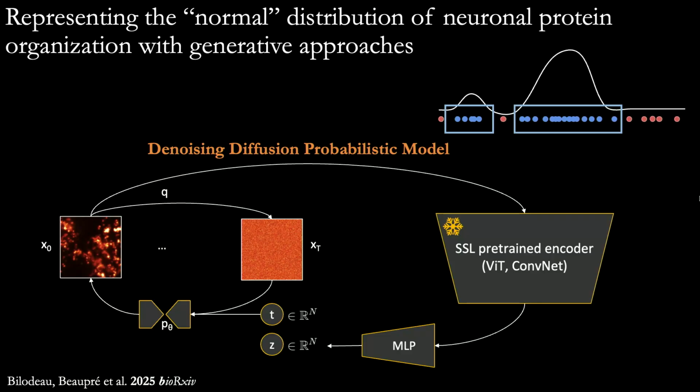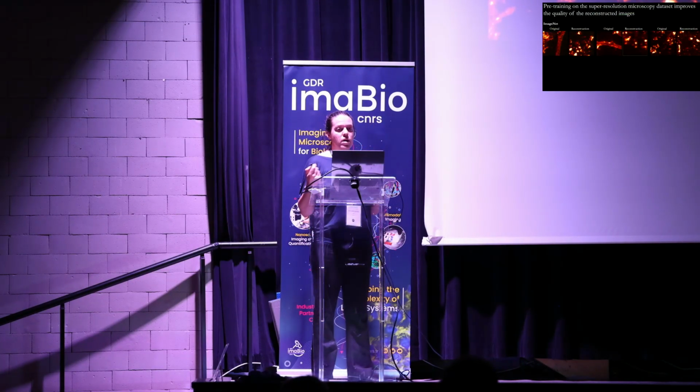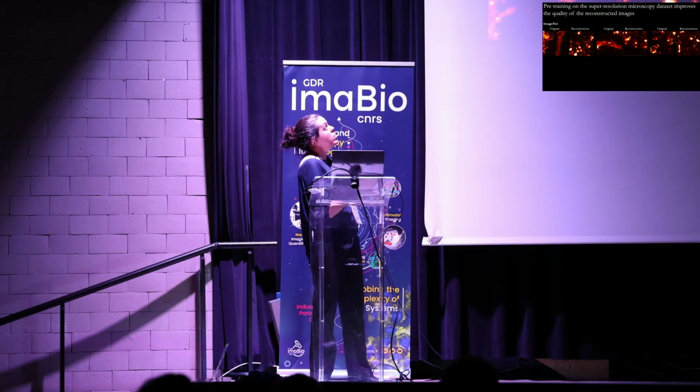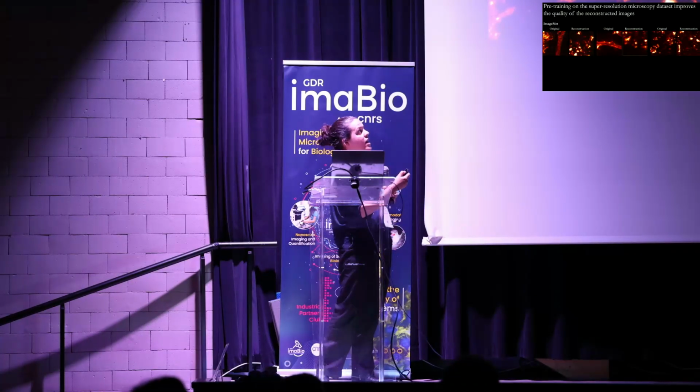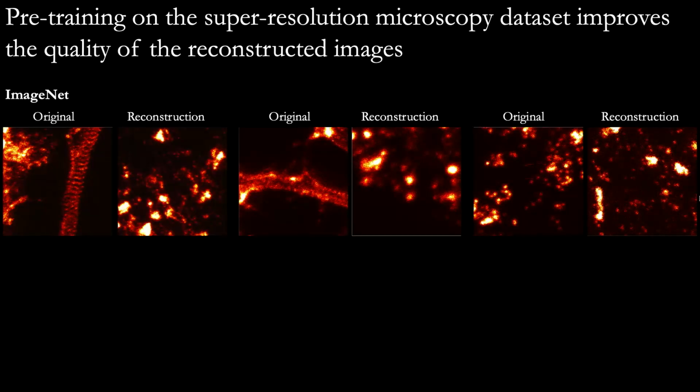And now we fine-tune a model to be able to generate reliable STED images. If we use the same self-supervised model, but pre-trained on ImageNet, what we see is the reconstruction: given this original image, we ask the model to reconstruct an image. It looks like a STED image, but the model was not able to capture the semantics of the structures that were given to it.